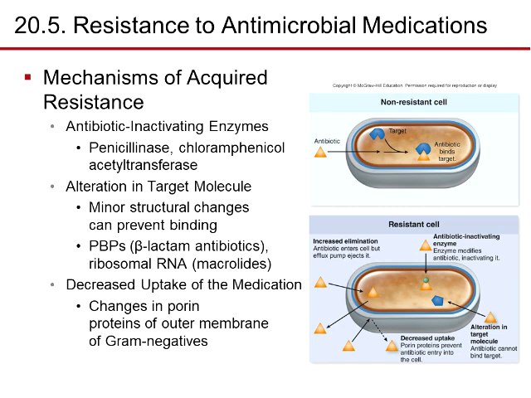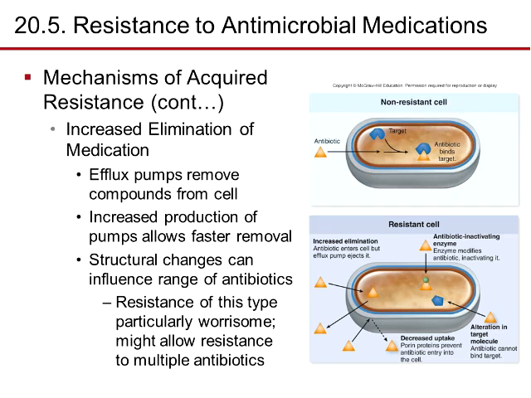Now, the mechanisms of acquired resistance are antibiotic inactivating enzymes, so penicillinase, chloramphenicol acetyltransferase. All of those block the effect of the antibiotic. There are alterations of the target molecule. A minor structural change can prevent the binding, so PBPs, beta-lactam antibiotics, and ribosomal RNA macrolides are no longer effective. Decreased uptake of medication: changes in the porin proteins of the outer membrane of gram-negatives can block the intake of a given antibiotic. So those can all be part of that.